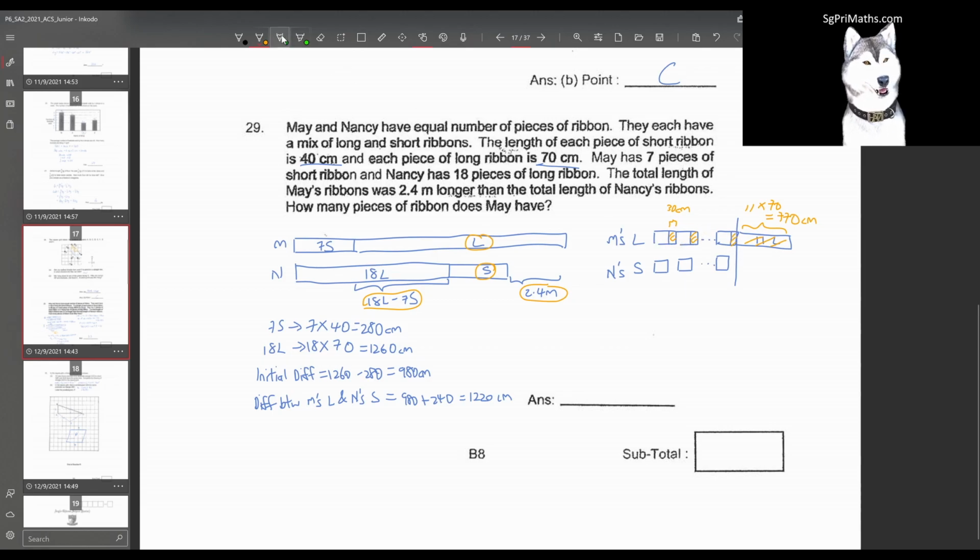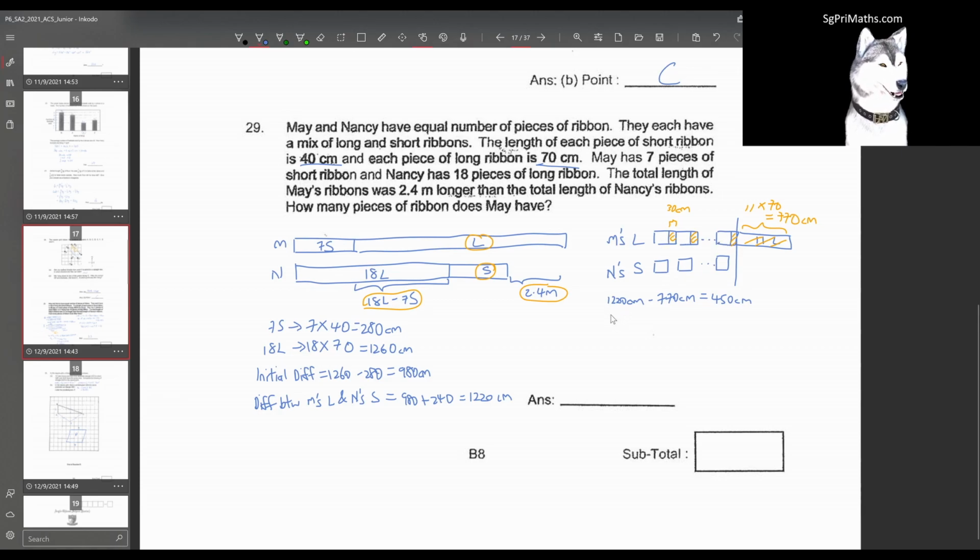Okay, so we can find the total amount of each of these differences here. We can use 1220 cm minus 770 cm, which will give us 450 cm. So 450 cm is actually the total of all these small differences here between long and short.